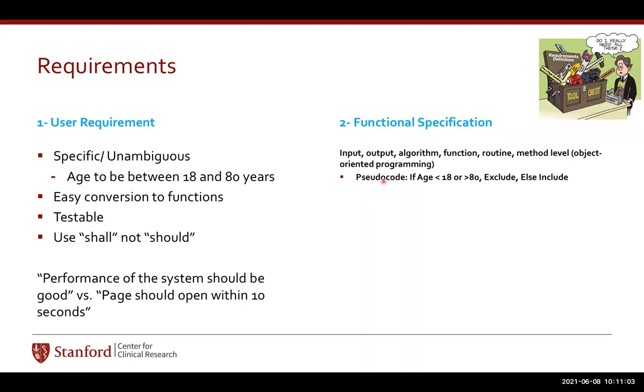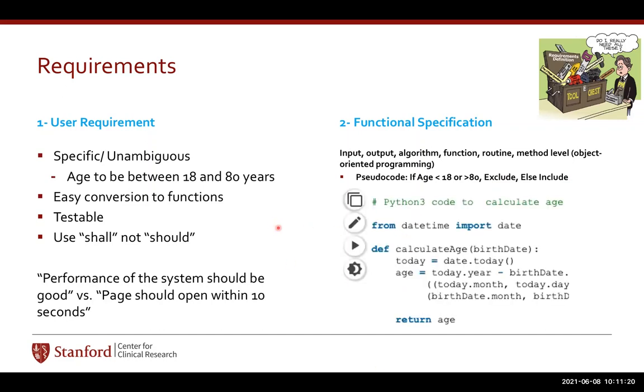These are not the actual pseudocode, but here is the pseudocode for one example. If age less than 18 or greater than 18, exclude, else include. And then if you are really code savvy, then you can write code in, let's say, Python or C++ programming or whatever you do. And this is the actual code to calculate the age.